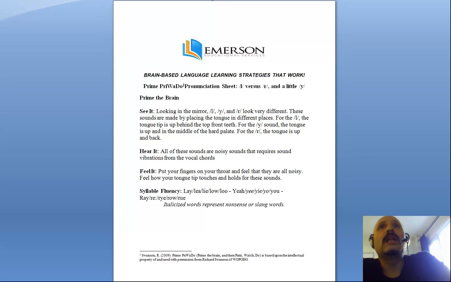For the L, the tongue tip is up behind the top front teeth. For the Y sound, the tongue is up in the middle of the hard palate. Remember, up, Y. For the R, the tongue is up and back.